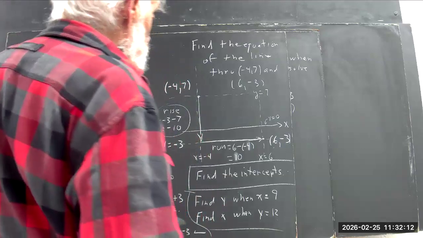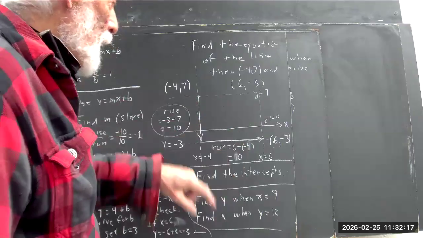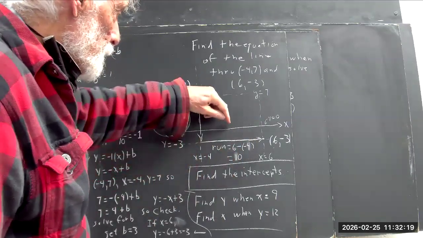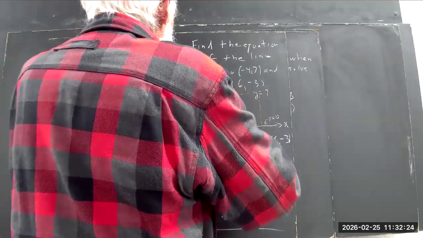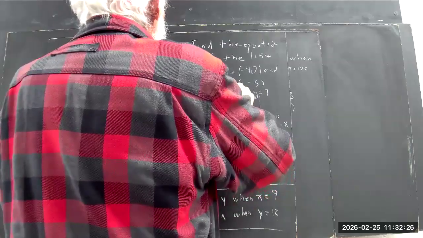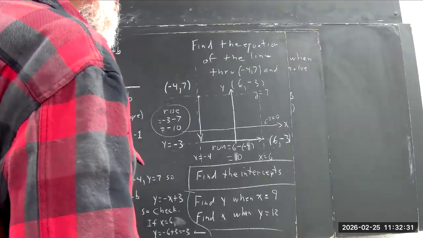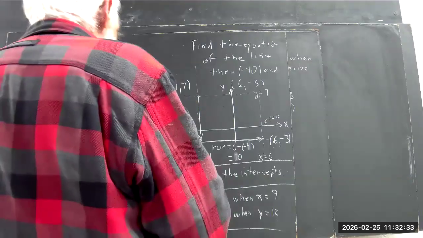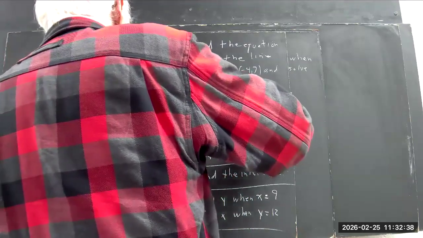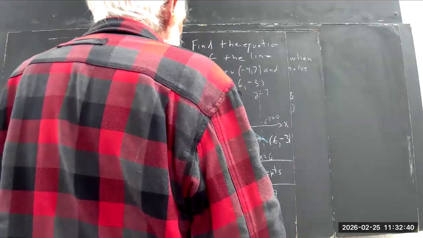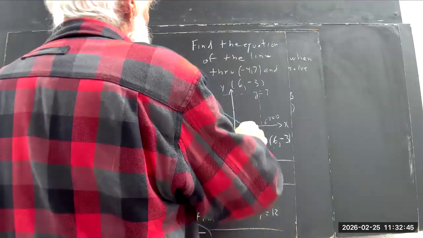Then we want the y-axis. Well, the y-axis is between -4 and 6. Halfway between -4 and 6 is 1. So the y-axis is probably about here. So there's the y-axis. Now, if I draw a line through these 2 points, it intersects the x-axis right here.